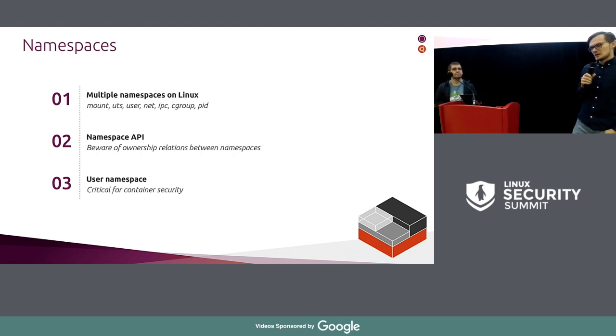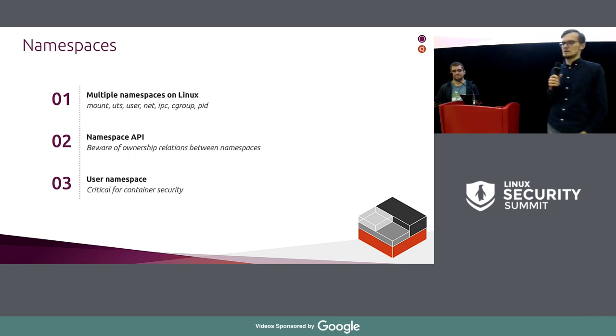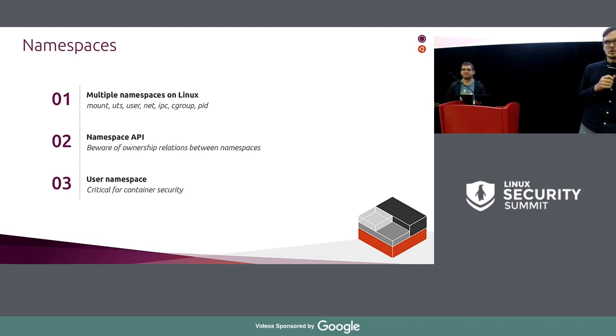So, for example, the UTS namespace, which I think was the first namespace that was ever done, lets you change the host name, which is obviously kind of useful, especially if you think about booting a system container. You probably want to set up your own host name and so on. So you can have a different host name in a UTS namespace than you have on your host.